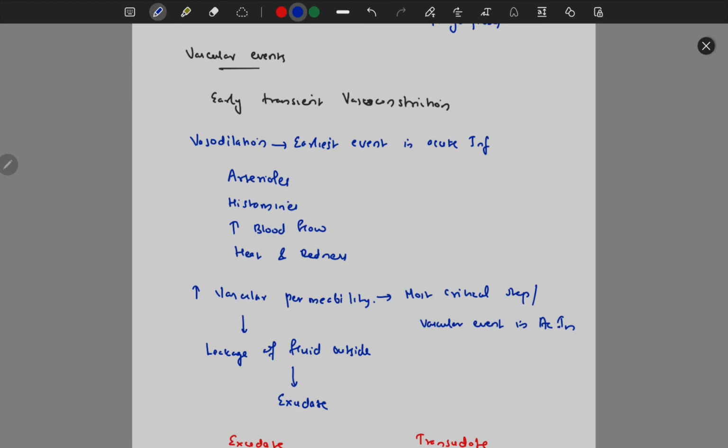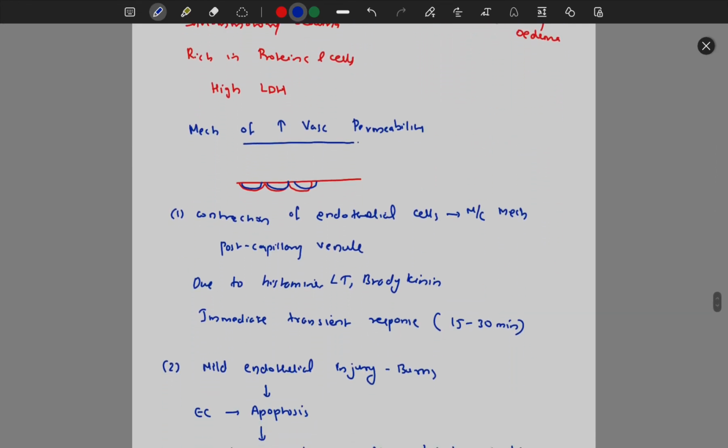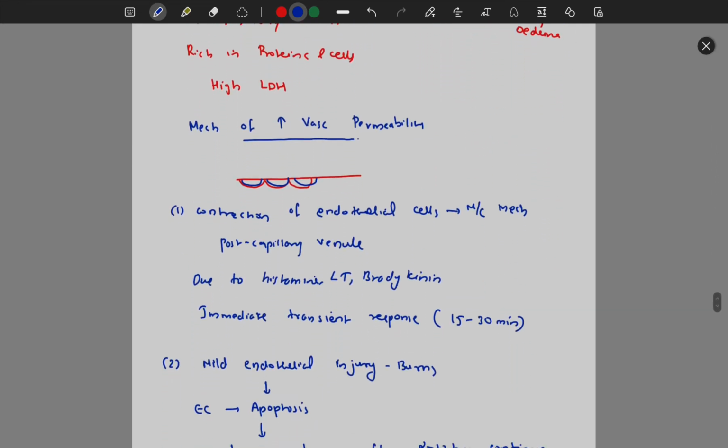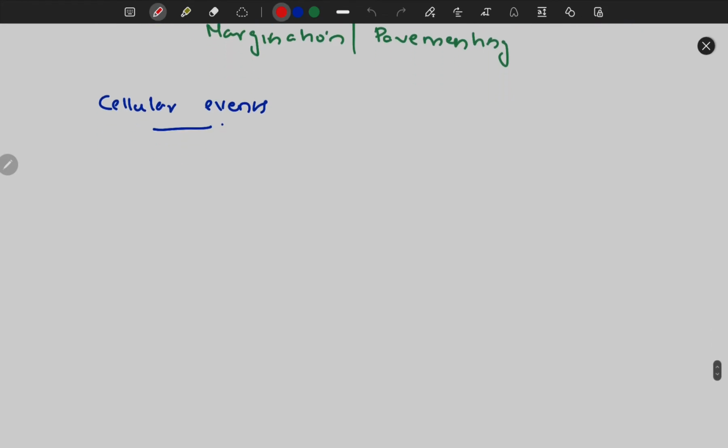So I have discussed the vascular events. Recapping, there is vasodilation and increase in vascular permeability, and I have discussed the three mechanisms of increase in vascular permeability. The next important is the cellular events, and the first step is rolling. So what is this rolling?